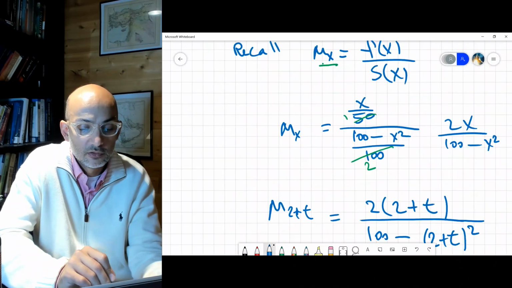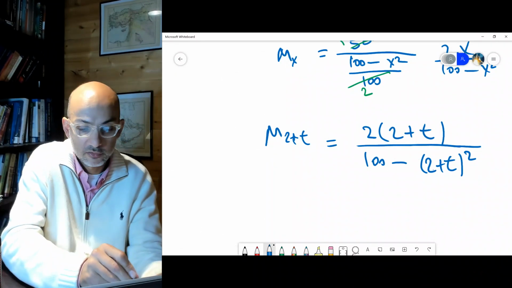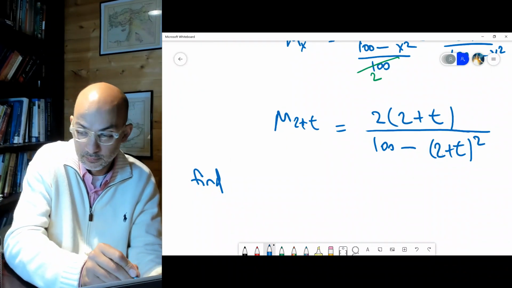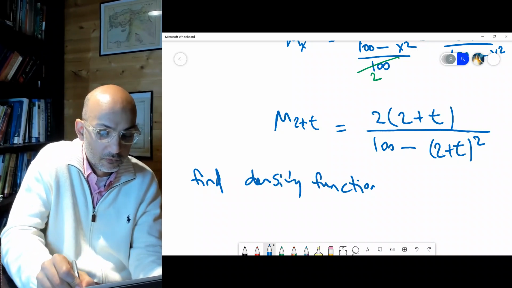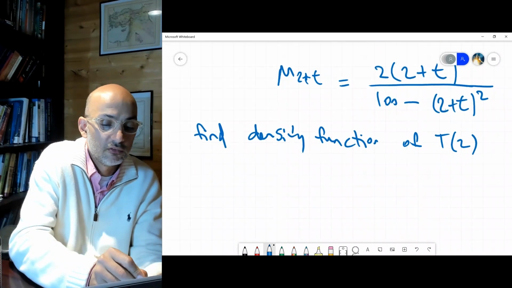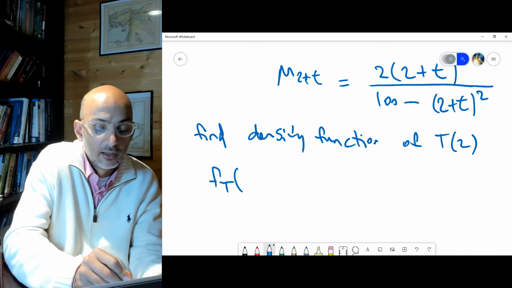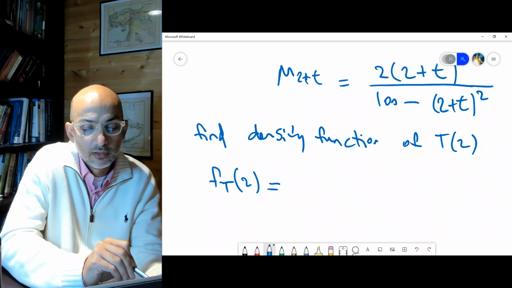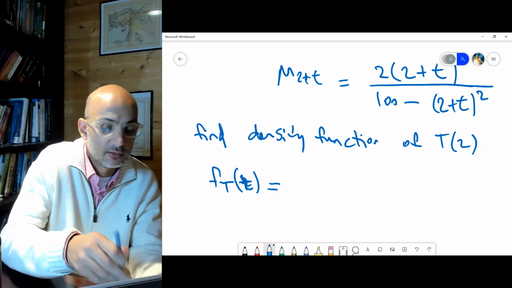So now this is done. Let's have another question. What if the question also asks us to find the density function of f of T of 2, the remaining lifetime? What's the density function of f of t here? Remember that because we're not dealing with f of x, we're dealing with f of t and 2. So we need f of t. Let's keep it t.